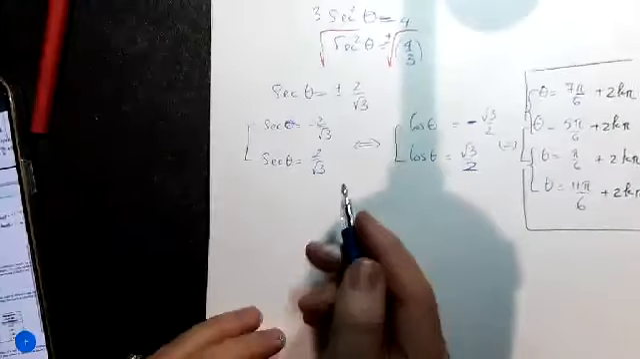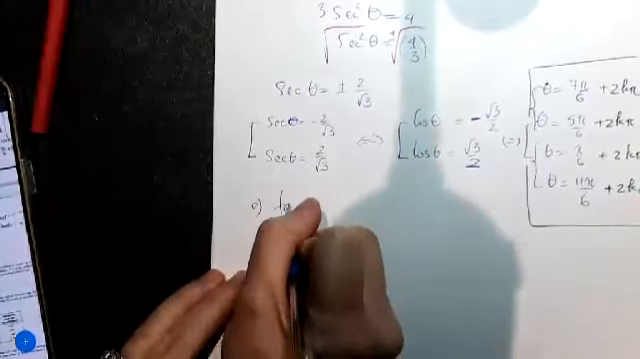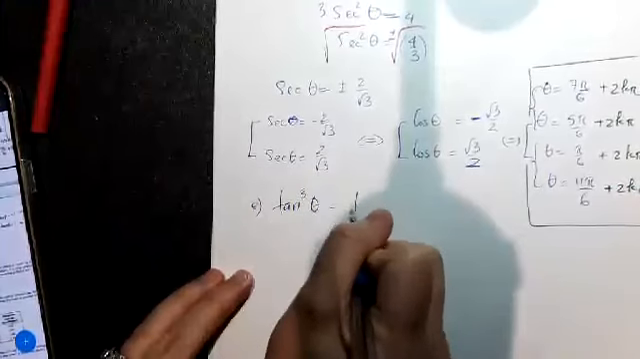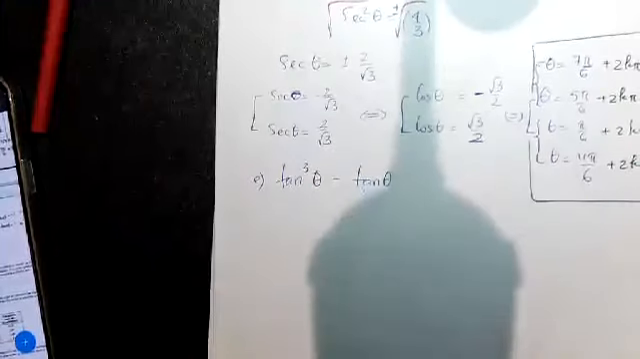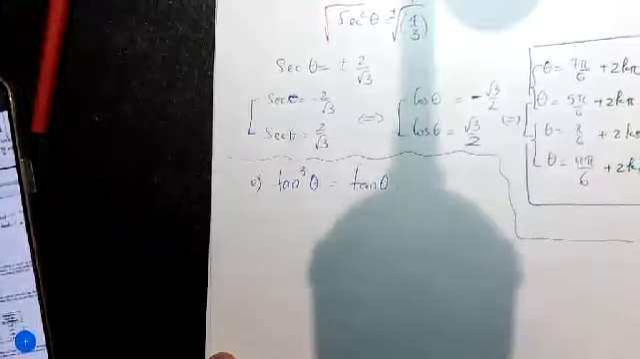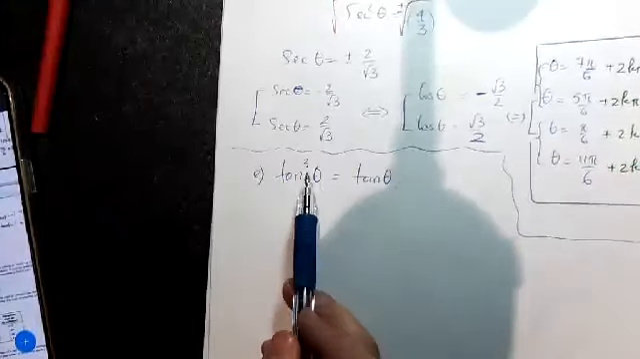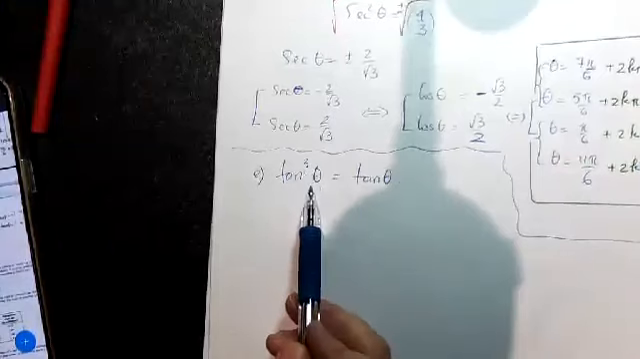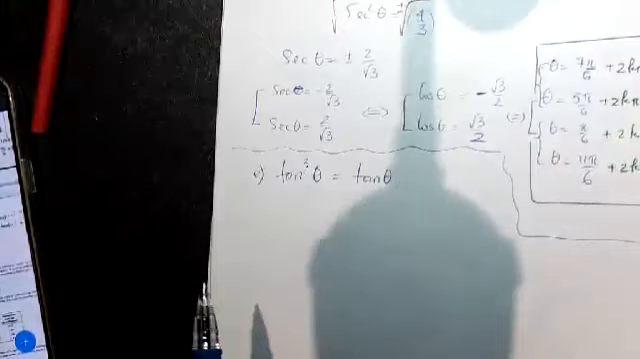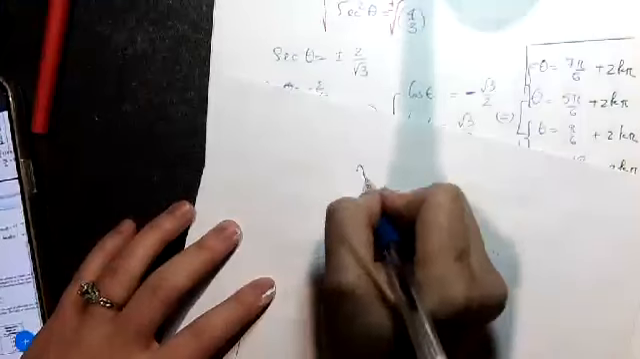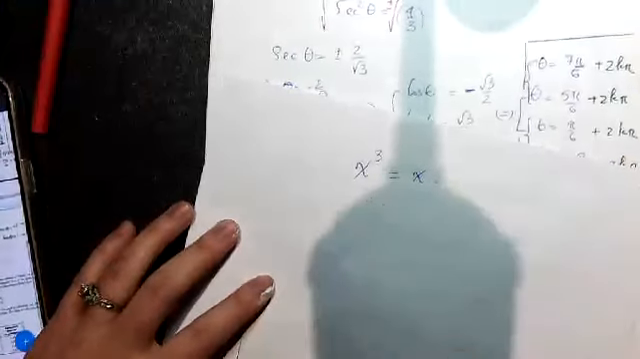One last one, and we go home. E: tangent cubed theta equals tangent theta. What do you say? What should I do? Help me out with this. If you think about it, I've got 3 copies of tangent here, and 1 copy of tangent here. If I were to translate it into algebra, it looks like this. I have x cubed on the left and x on the right. What would you do?